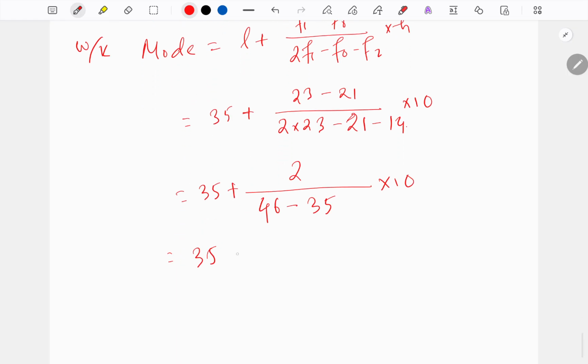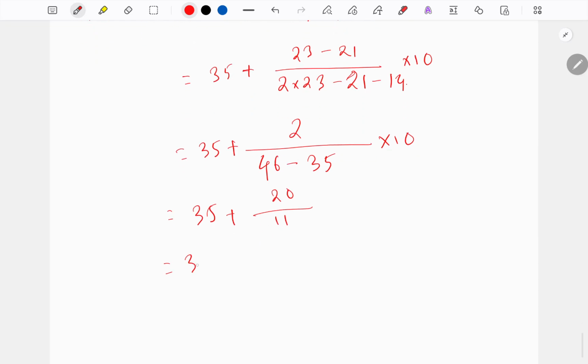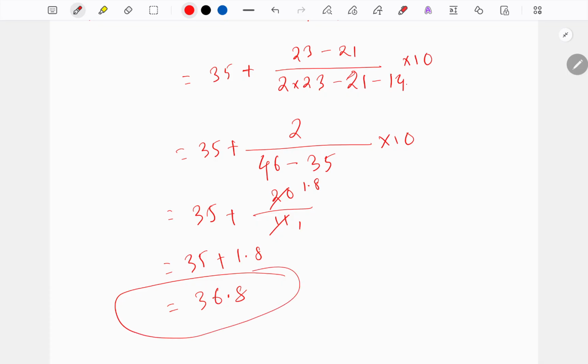So how much is this 35? 2 into 10 means 20. 46 minus 35 is 11. So 35 plus, 11 ones are 11, 11 8s are 88. So 1.8. So the final answer is 36.8. So this is the mode.